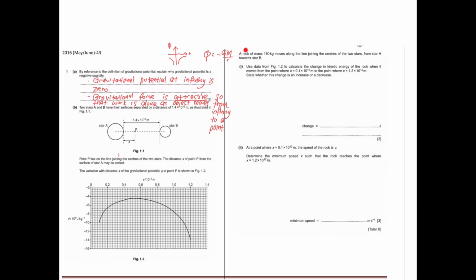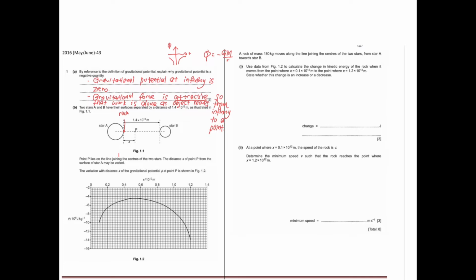Let's take a look first. A rock of mass 180 kg moves along the line joining the centers of the two stars, from star A towards star B. I put it in red color again. You can look at figure 1.1. I'm going to put a red point here, showing that this is the rock of mass 180 kg. So this rock is in between star A and star B.